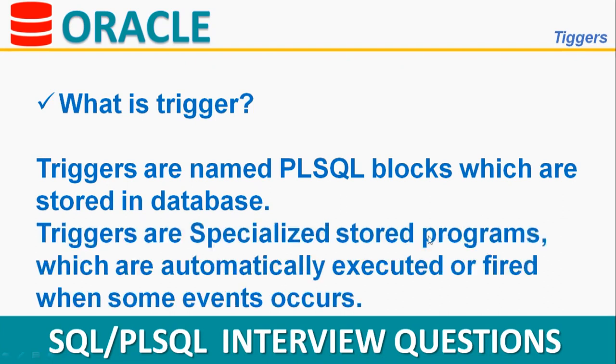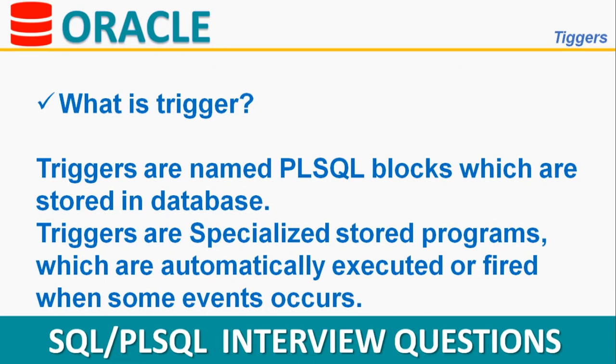Triggers are specialized stored programs which are automatically executed, or fired, when some event occurs. Triggers are specialized stored subprograms. Procedures and functions are subprograms, correct? These are specialized subprograms. Procedures we need to execute manually, whereas triggers execute automatically when an event occurs.